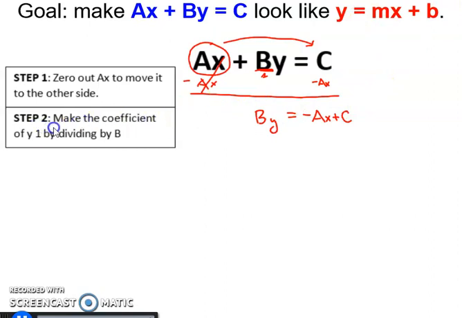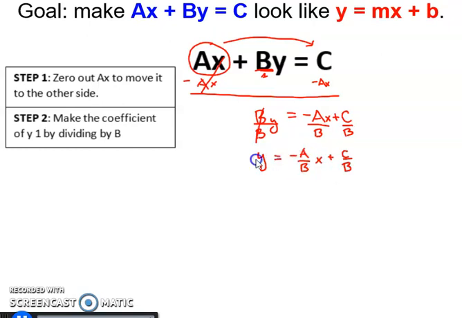Okay, now it says step 2, make the coefficient of y 1 by dividing by b. So we're going to make this 1. Remember, anything divided by itself is 1. That's why we divide by b. I'm going to divide all of these things by b as well. And this time I'm going to separate it because that's going to help me when we do this with numbers. So I get y equals negative a divided by b times x plus c divided by b.